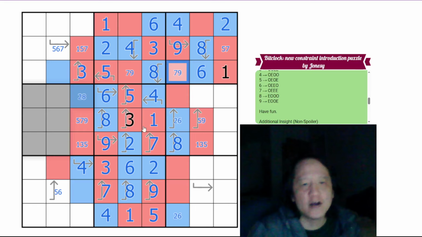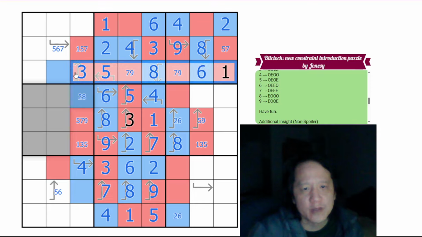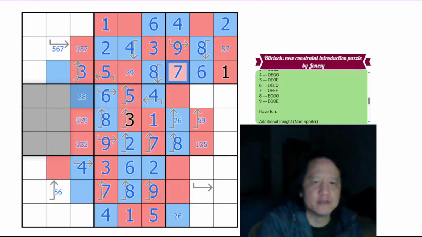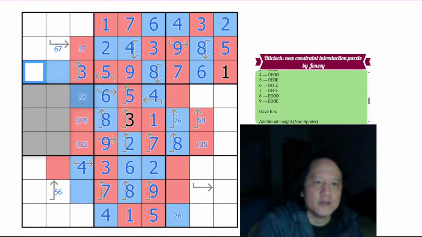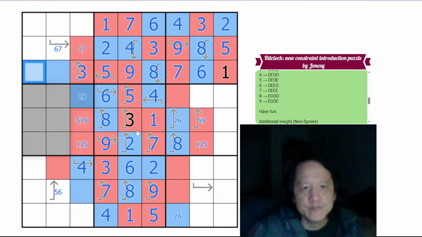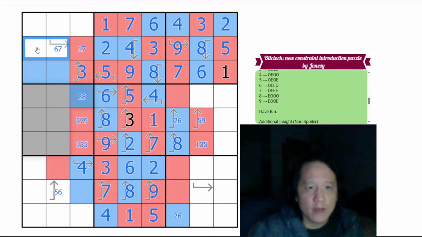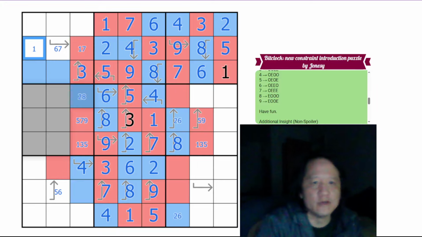We have 5 odd digits in row 3. This 9 eliminates 9 here, so this must be 7. This is 9. That leaves this as a 7 here. 7 eliminates 7 here. So this is 5. This is 3. 5 eliminates 5 in the rest of the row. These are both even. And this must be a 1, 6, 7 triplet.